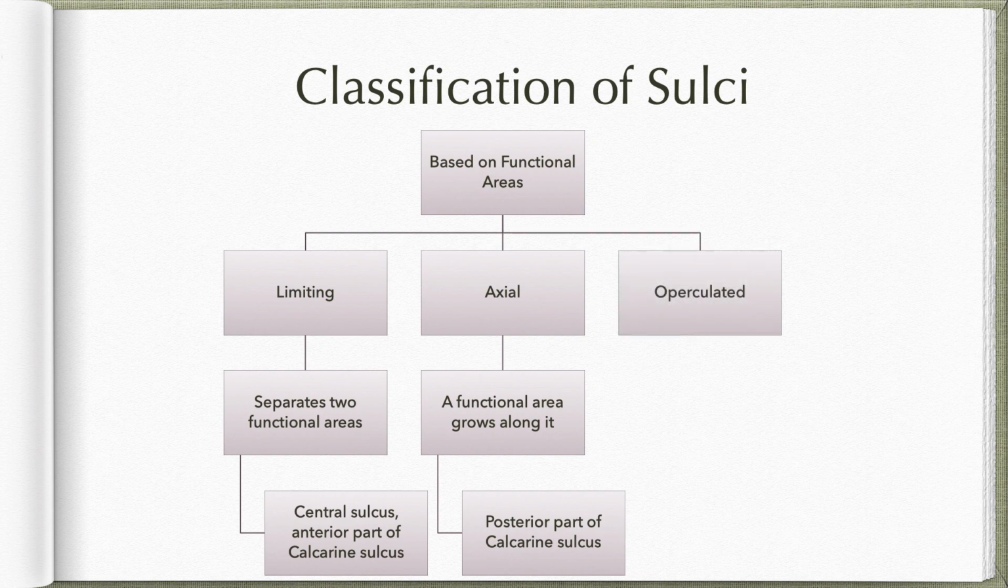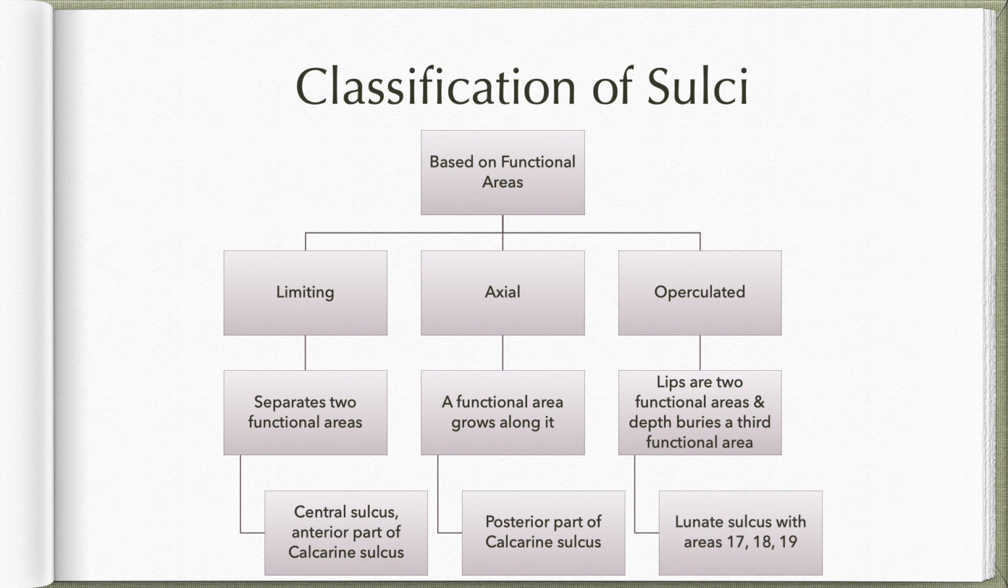The third type of sulcus is the operculated sulcus, wherein one functional area will be along the depth of the sulcus and the two lips of the sulcus will have two separate functional areas. Now this is seen in the lunate sulcus on the superolateral surface. Within the depth of the lunate sulcus, we have area number 18 growing, that is the parastriate area. On the posterior lip, we have area number 17 or the striate cortex, and on the anterior lip, we have the peristriate area or area number 19. So three functional areas are associated with the sulcus, that is an operculated sulcus.